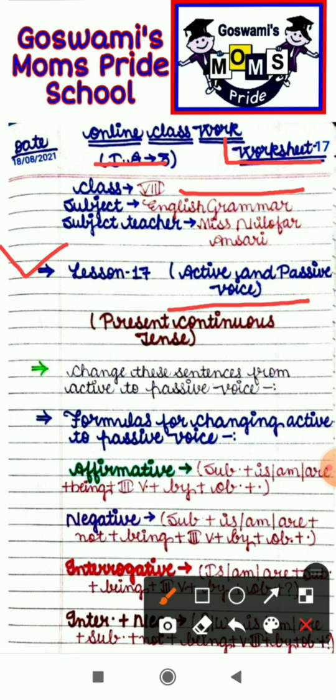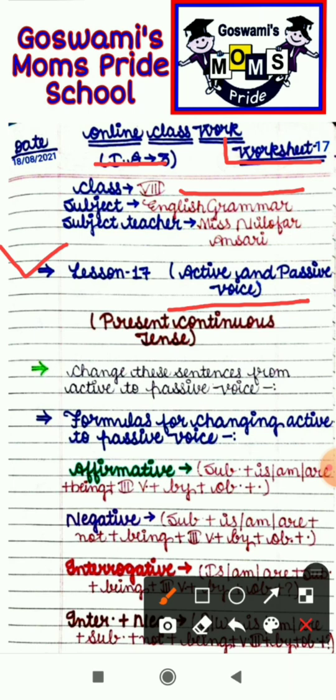In the previous worksheet we did exercises under the heading: change these sentences from active to passive voice, and the sentences were related to indefinite tense. In today's worksheet 17 we will continue the same exercise, and this time we will change some sentences from active to passive voice that are related to continuous tense.